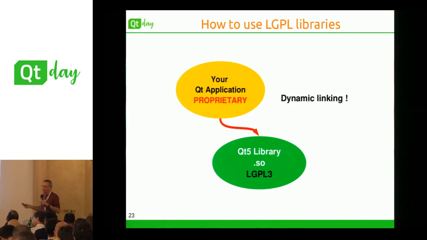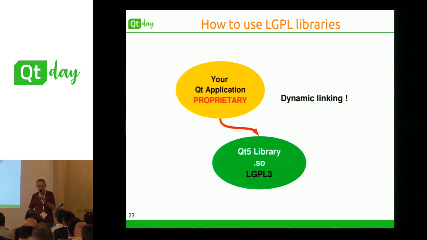However, as many of you probably already know, when you want to create a proprietary application using the Qt library, you need to adopt this scheme. You need to have the dynamic linking of the library, keeping in mind that you are using the LGPL3. So you have to allow your customer to reprogram or modify the library itself.